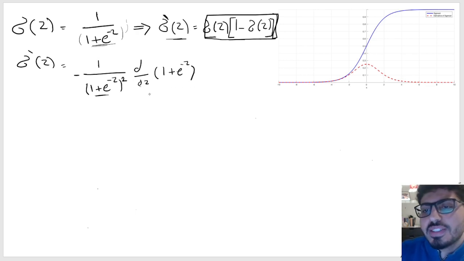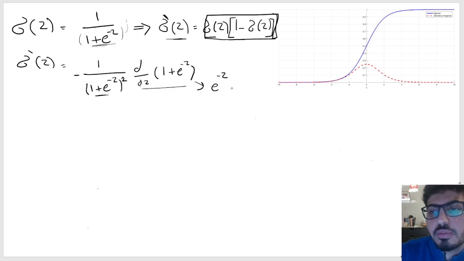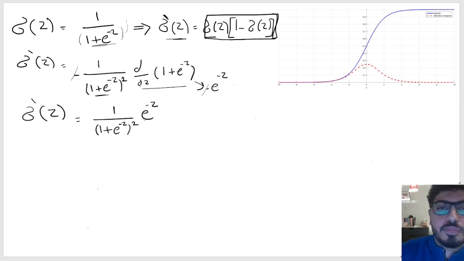Okay, so what's the gradient of 1 plus e to the negative z? That is nothing but e to the negative z times negative 1, which is negative e to the negative z. So the negatives will cancel out, which means that the gradient of the sigmoid will be 1 over 1 plus e to the negative z squared times e to the negative z.